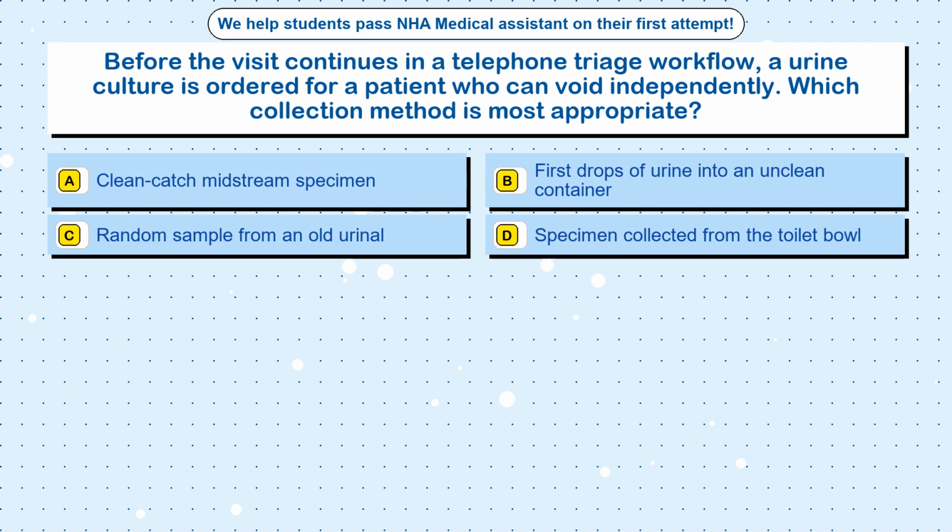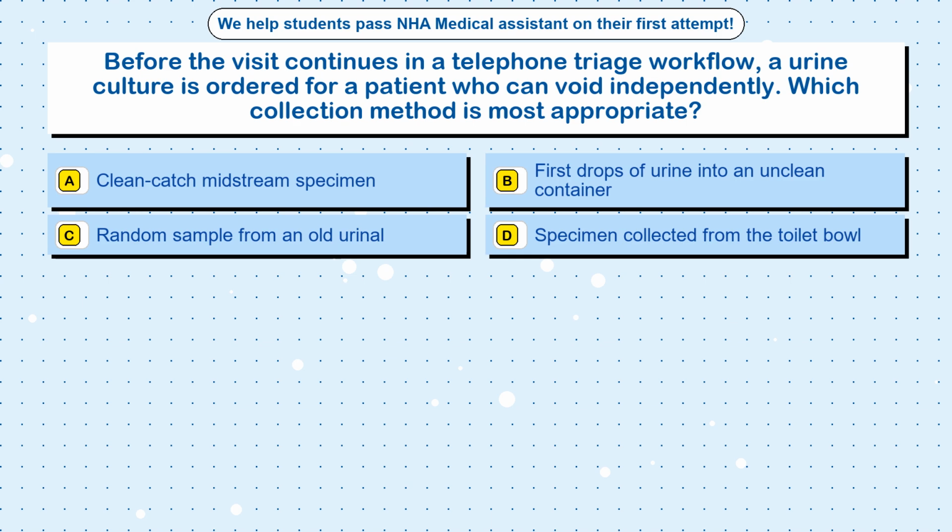Question 48. Before the visit continues in a telephone triage workflow, a urine culture is ordered for a patient who can void independently. Which collection method is most appropriate? Option A, clean catch midstream specimen. Option B, first drops of urine into an unclean container. Option C, a random sample from an old urinal. Option D, specimen collected from the toilet bowl.